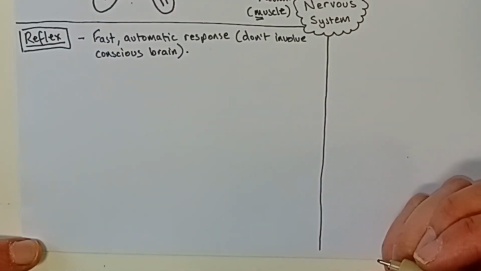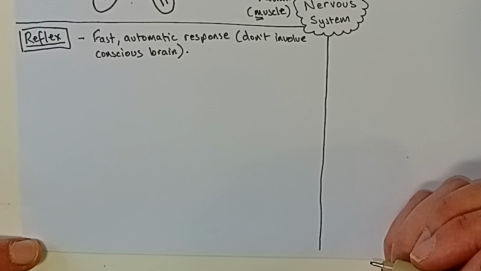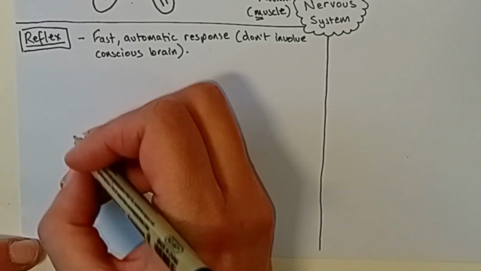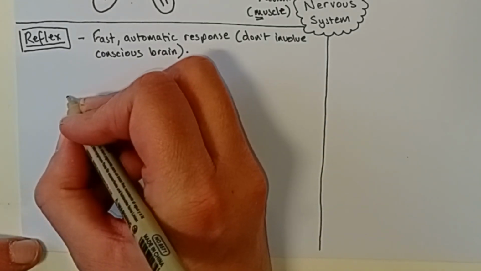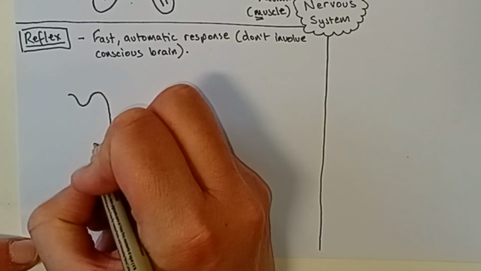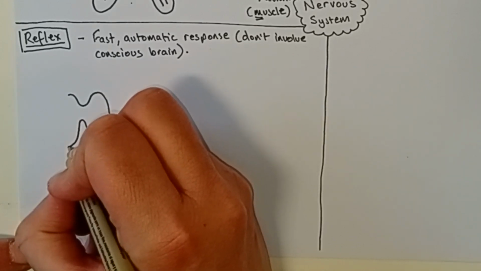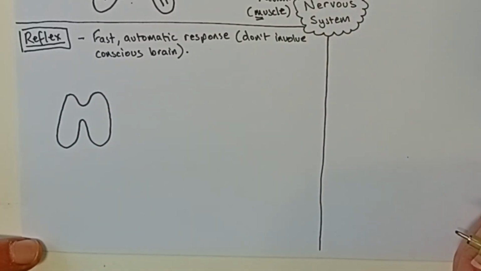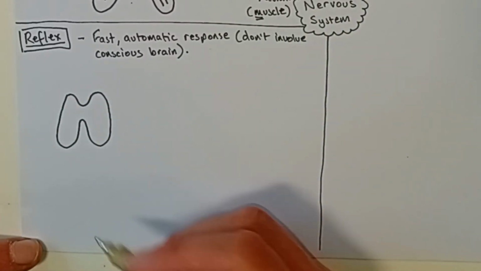So sometimes they go through the brain, but we're not having a think about it. It's just automatic. We're going to draw out a reflex then, but we're going to do a spinal reflex. So we're going to start by drawing a cross-section of the spinal cord over here. When you cut through the middle of the spinal cord, it looks a bit like a butterfly or a set of lungs.